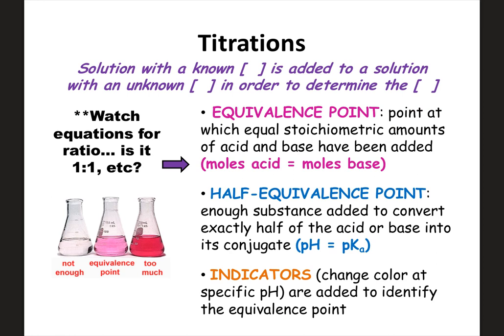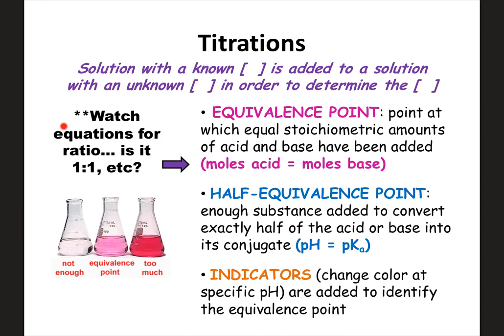Some more important terms here to make sure you know. The equivalence point. This is a big one. The equivalence point in a titration is the point at which you have equal stoichiometric amounts here of acid and base. Essentially, at the equivalence point, the moles of acid equal moles of base. That's very important. Anytime you hear the equivalence point, you need to understand that the moles of acid equal the moles of base here. That's how you know you're at the equivalence point.